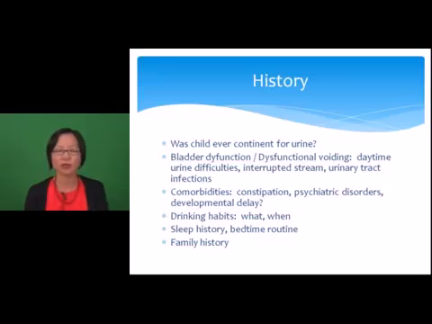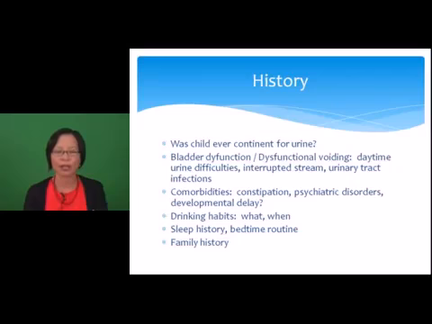So the history you need to obtain in the office has to clarify for you whether this is monosymptomatic versus non-monosymptomatic nocturnal enuresis, since the evaluation and treatment is really very different. Patients with monosymptomatic nocturnal enuresis have a history of never having been completely dry at night, whereas those children that have non-monosymptomatic will often have been dry for 6 months or more before they start to have bedwetting.